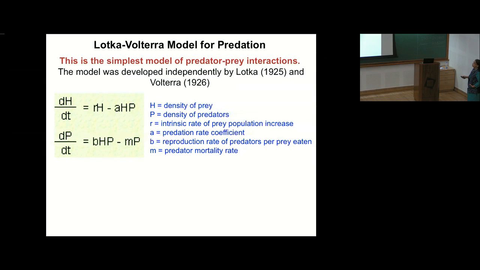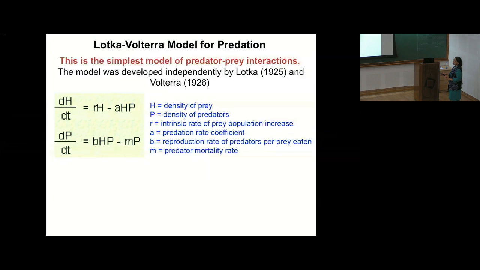H is the density of prey, P is the density of predators. R is the prey population intrinsic growth rate. A is the predation rate: when the predator finds a prey, that interaction rate is given by A. And B is the reproduction rate of predators per prey eaten. If it eats one prey, or 5 preys or 10 preys, the number of predators produced is not the same. So that rate is given by this, and predators die, so there is a death rate for the predators. The prey grows, and you can see this is completely unlimited growth, there is no density dependence term.